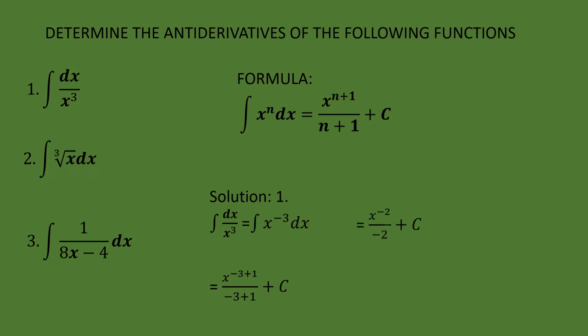Then simplifying, we have x raised to the power of negative 2, because negative 3 plus 1 is negative 2. Also in our denominator, negative 3 plus 1 becomes negative 2, plus c. Then finally, since that one is a negative exponent, we have to rewrite it, so x raised to the power of negative 2 becomes 1 over x squared, applying the laws of exponent for negative exponents.